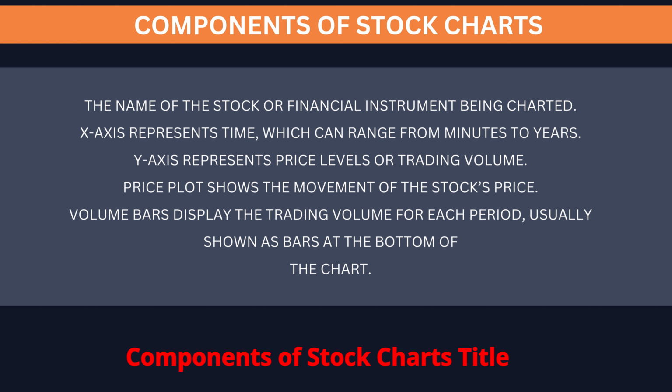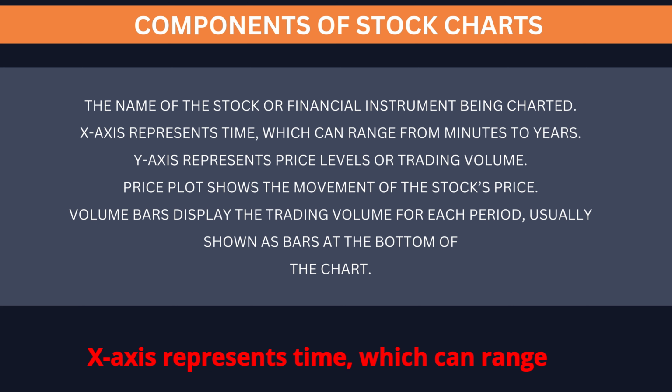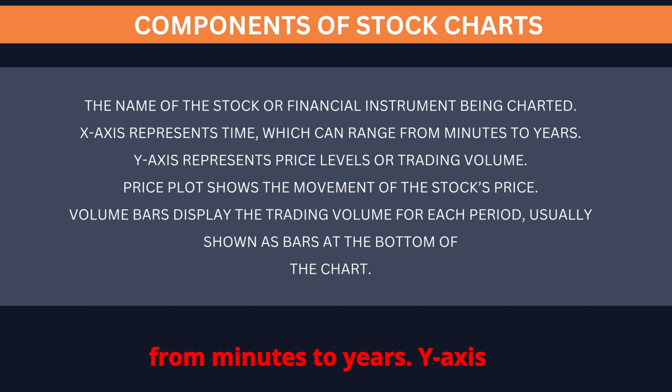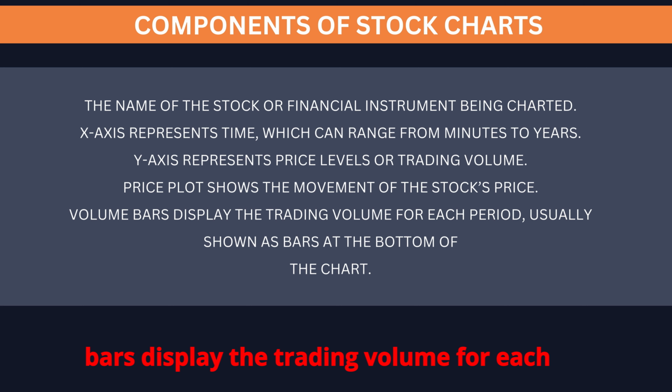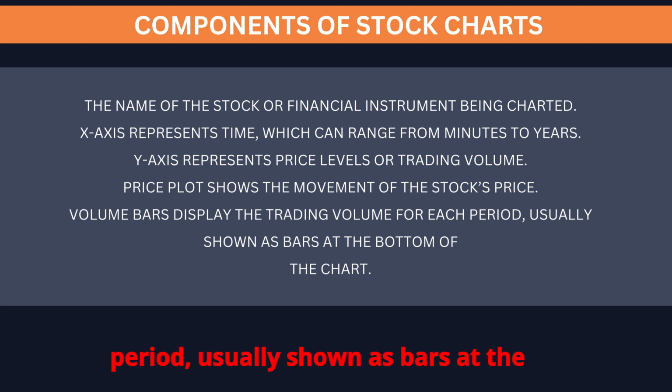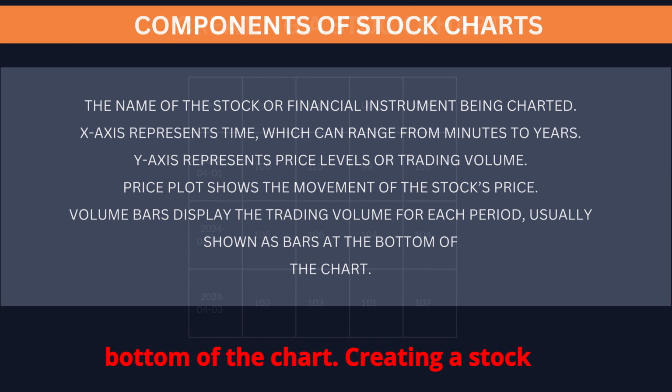Components of stock charts. Title indicates the name of the stock or financial instrument being charted. X-axis represents time, which can range from minutes to years. Y-axis represents price levels or trading volume. Price plot shows the movement of the stock's price. Volume bars display the trading volume for each period, usually shown as bars at the bottom of the chart.